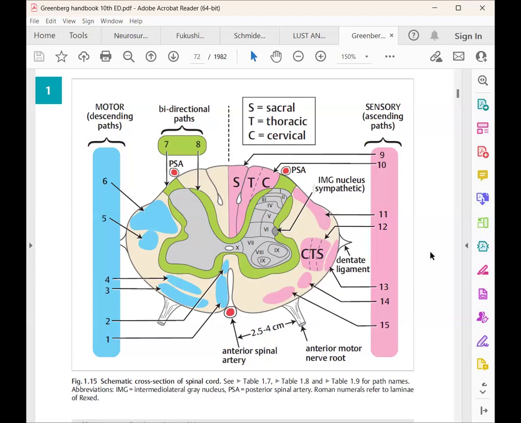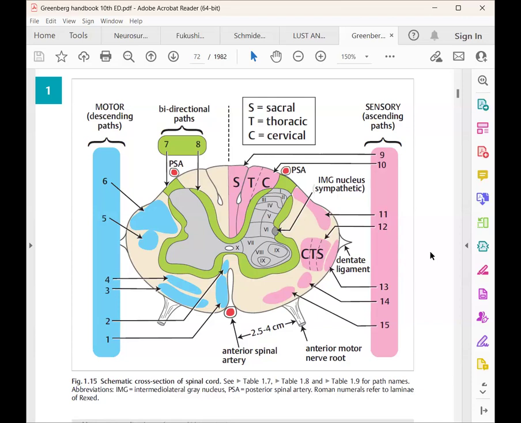Now, spinal cord tracts. In this picture, we depict a cross section of a typical spinal cord segment, which is combining some elements from different levels. They are explaining that the intermediolateral gray nucleus, which is the sympathetic outflow, is present only from T1 to L1 or L2, the thoracolumbar outflow. It is systematically divided into ascending and descending halves. However, in actuality, ascending and descending paths coexist on both sides. But to simplify it, we have just divided it like this.